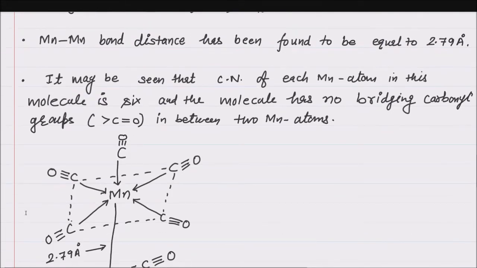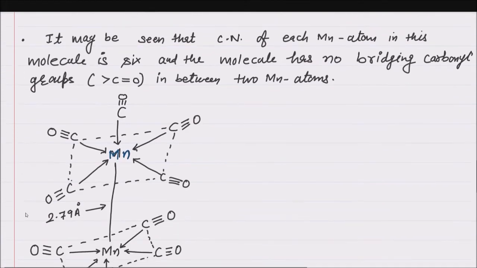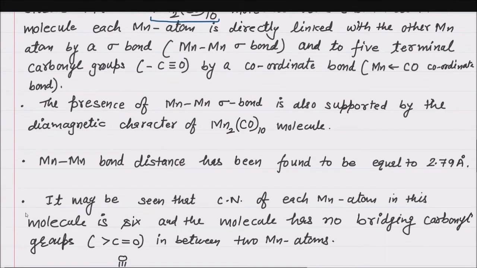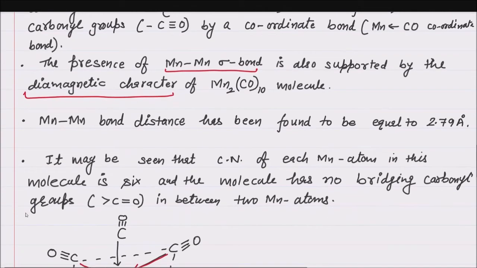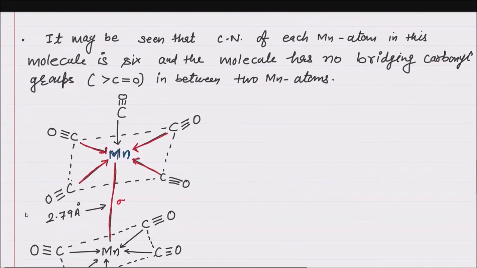It is like this. Each manganese is attached to another manganese by a sigma bond, okay, and to 5 carbonyl groups by coordinate bonds. And the manganese-manganese sigma bond is also supported, as I discussed earlier, by the diamagnetic character of Mn2(CO)10. Now the manganese-manganese distance is found to be 2.79 angstrom. And what is the coordination number of each manganese? It is 6.